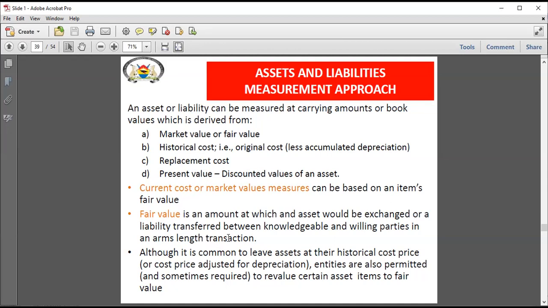So that fair value is considered as that amount. If it's assets, we are looking at a transfer between two knowledgeable and willing parties. So there is no coercion. You get it. So any value that comes out of that transaction is regarded as fair value. And the same thing also happens for liabilities. Now, of course, although it is good to leave assets at historical value, it's also good for us to revalue certain assets to their respective fair value. The word fair value can also be used interchangeably with market value.